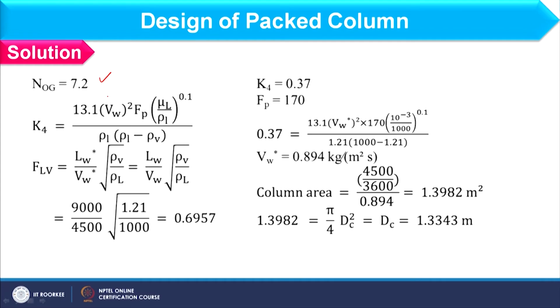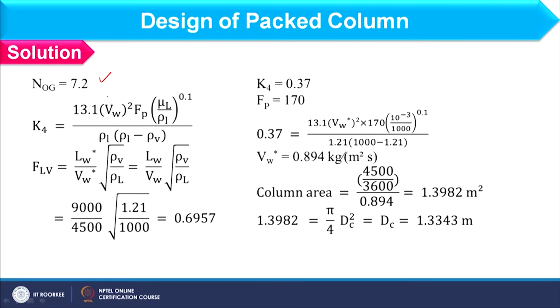If you recall Cornell's correlation, in that case we have NOG, which is dependent on the diameter of the column as well as the height of the column, right. So, first of all we will compute the diameter of the column, and then we will proceed to the HOG calculation.